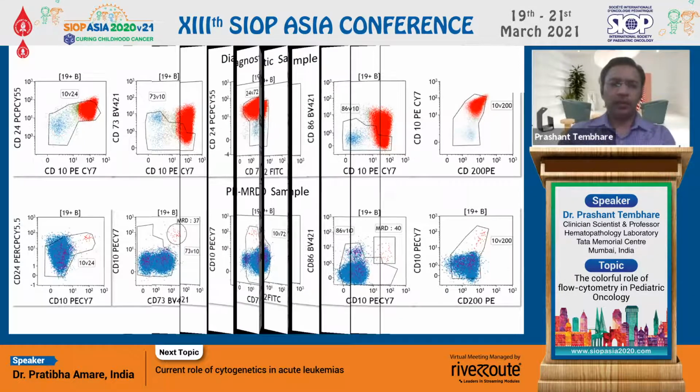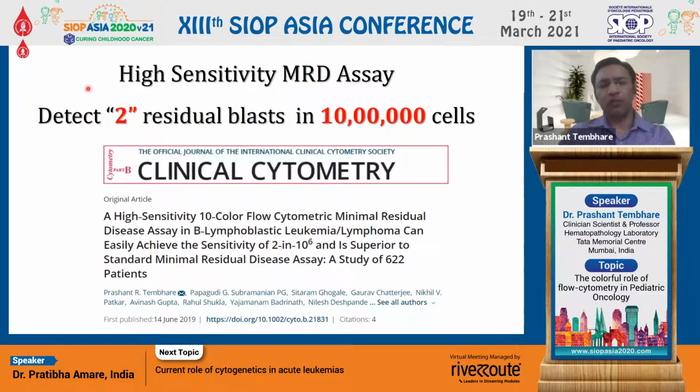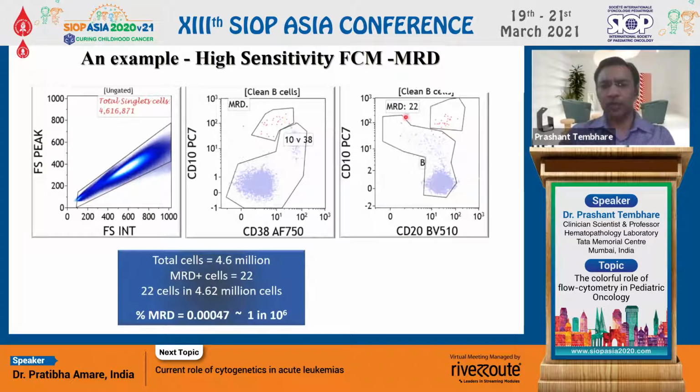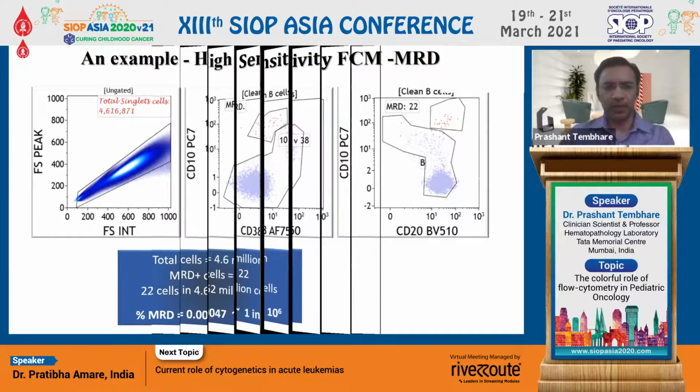Now, not only that, flow cytometry can also achieve very high sensitivity in MRD monitoring by using a high number of events. For example, we have established a high sensitivity MRD assay in which we can detect 2 cells in 1 million cells, and this is the highest sensitivity you can achieve with any present technology, including next generation sequencing. This is just an example. Here we acquired 4.6 million cells, and we have 22 tumor cells, giving an MRD of 0.0005%.